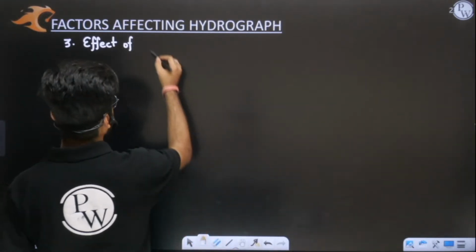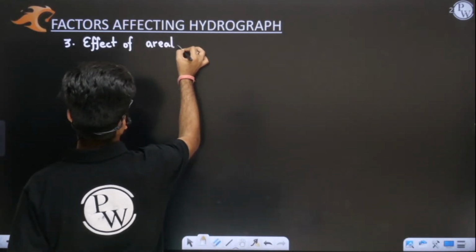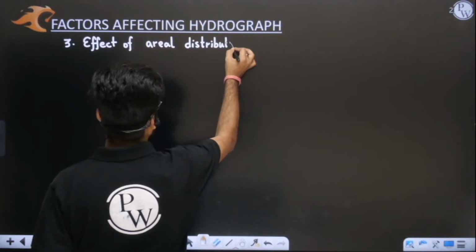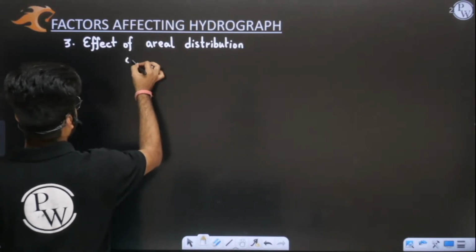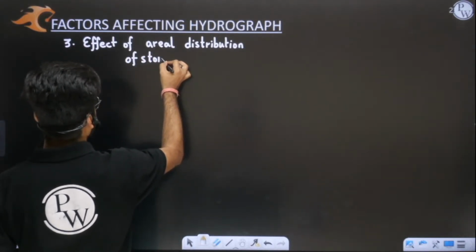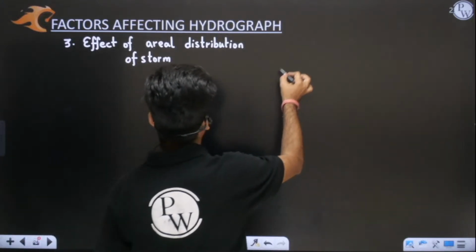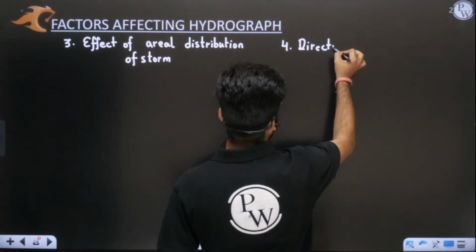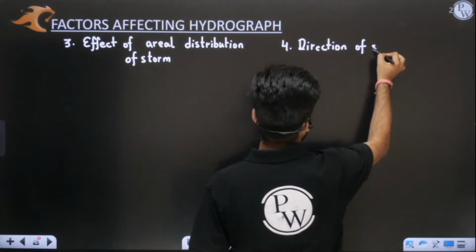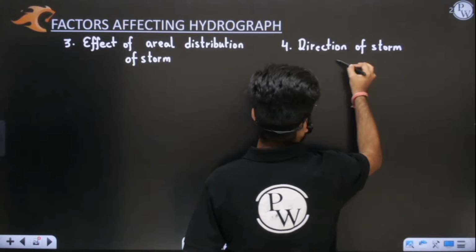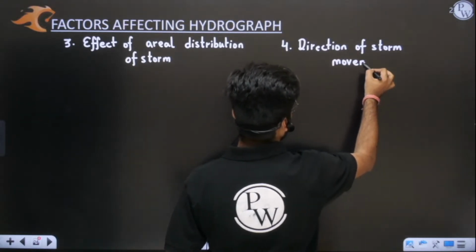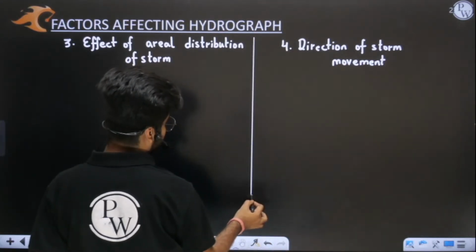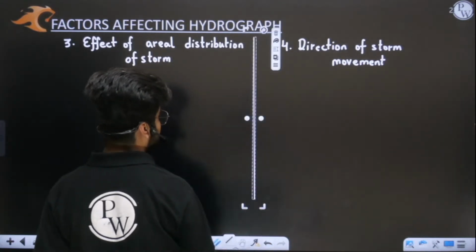Let me write here like this. Effect of aerial distribution of storm, and the last factor will be direction of storm movement. So we have to compare them.